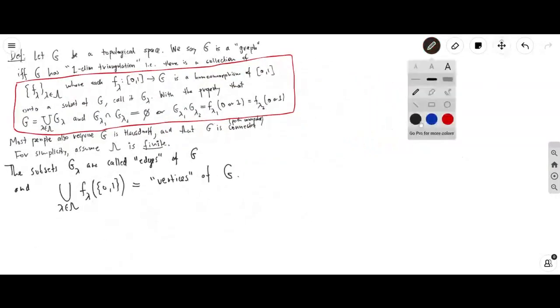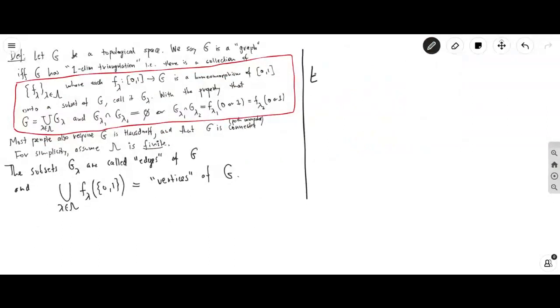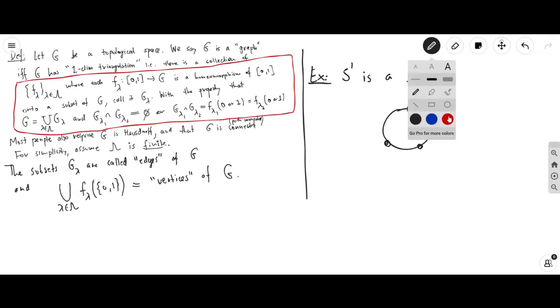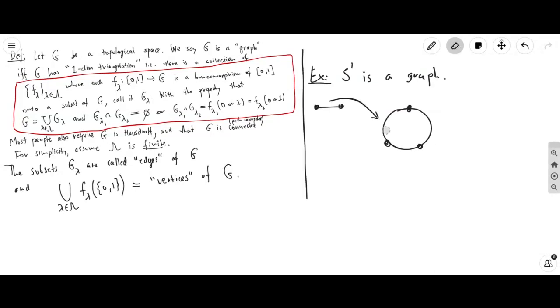So let's start with the circle. Example: S1 is a graph. So why is it a graph? So here's the circle, and we can triangulate it. So what does this mean? That means we can find a homeomorphism that maps this interval to this piece. And let's call this homeomorphism F1. So it maps this interval to that piece, right? That interval is homeomorphic to that arc.